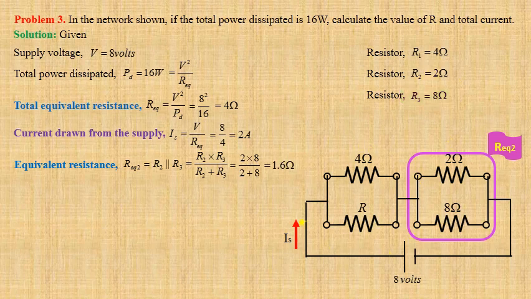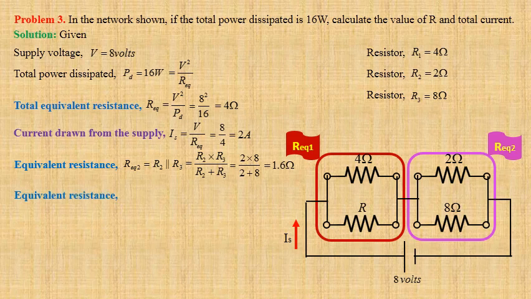Resistor R1 and unknown resistor are connected in parallel. Let their equivalent resistance be Req1. Here Req1 and Req2 are connected in series. Therefore, equivalent resistance Req1 equals Req minus Req2. Using values we get 4 minus 1.6, that gives us 2.4 ohm.